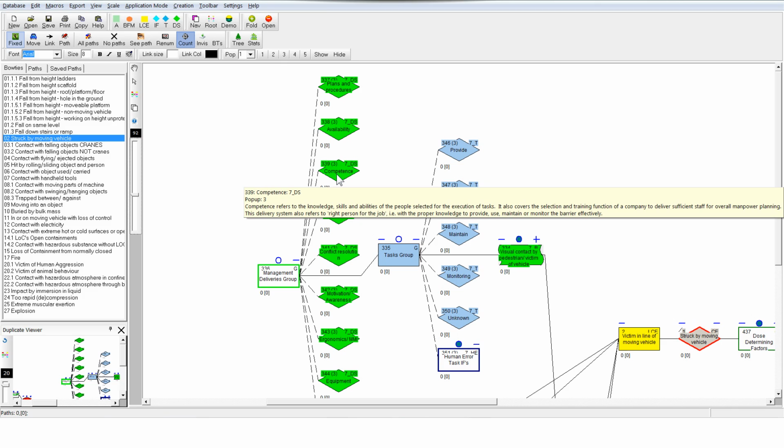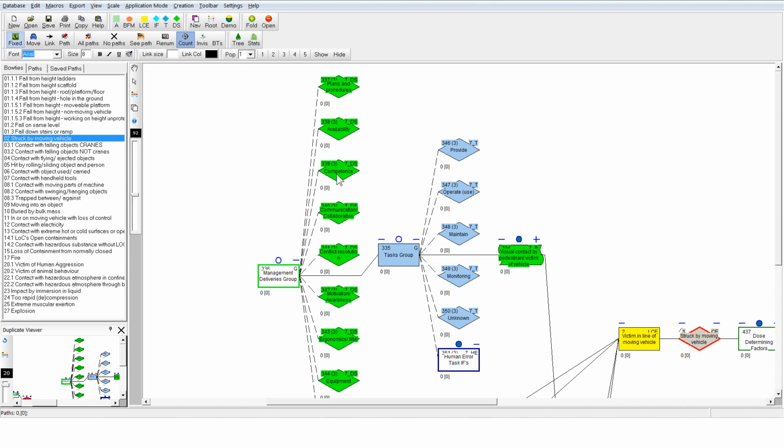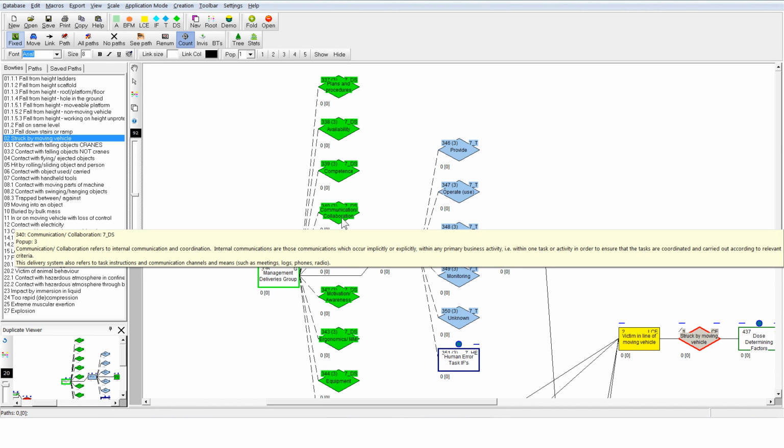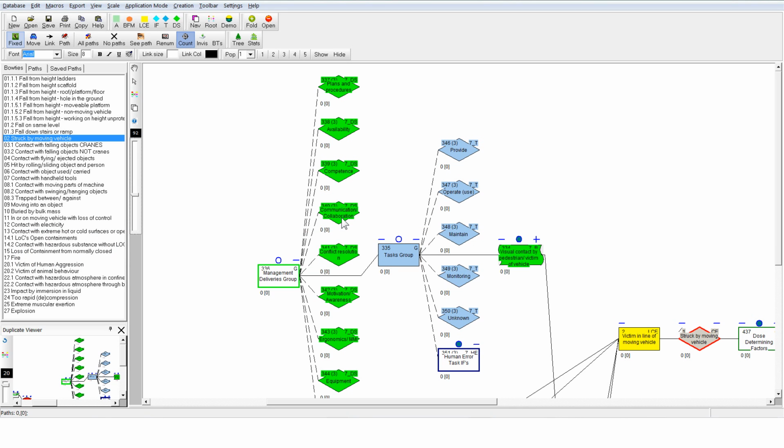Competence refers to the knowledge, skills, and abilities of the people selected for the execution of tasks, namely, selecting the right person for the job and providing adequate training. Communication and coordination refers to any internal communication and coordination when the activity is being carried out by a group and includes communication channels and means such as meetings, logs, and phones.